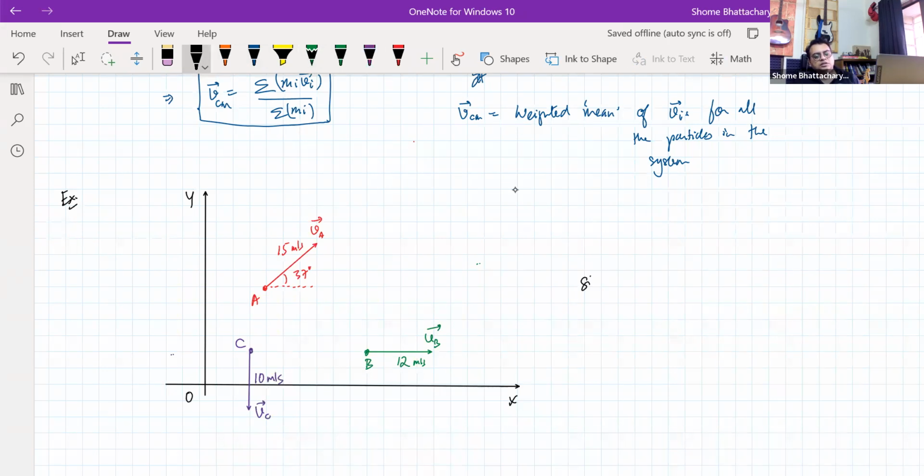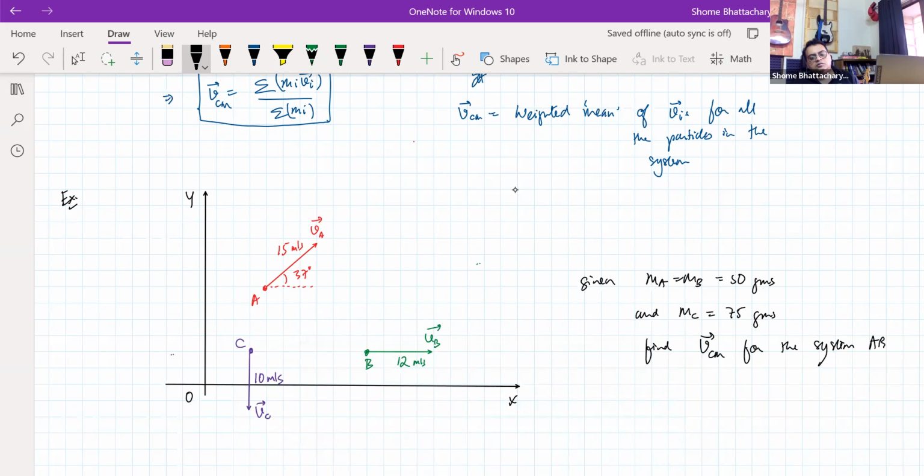Now, suppose given to us that mass of A is equal to mass of B, which is equal to 50 grams, and mass of C is 75 grams. So find the velocity of the center of mass for the system ABC. For ABC as a system, we have to find the velocity of the center of mass.